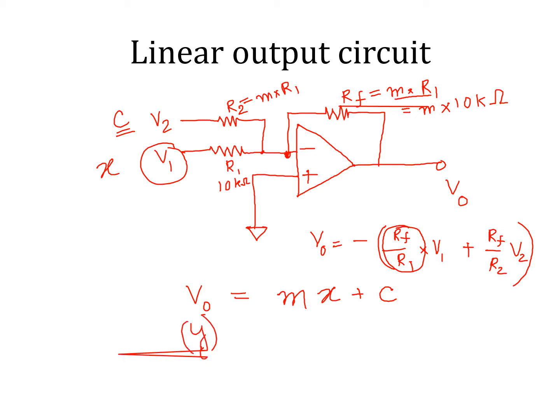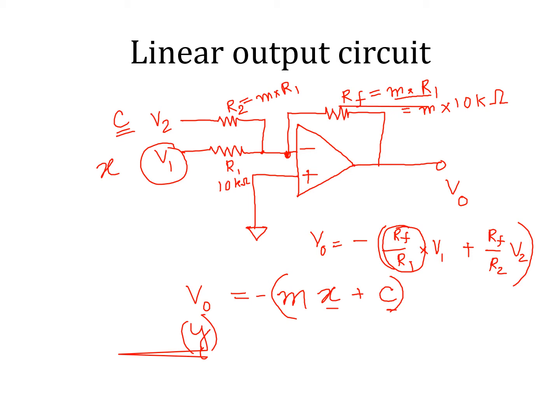This is our Y, the output voltage, which will equal Mx plus C, where X is also an input signal and C is also an input signal. But there is a small issue here. Still one issue is there, because what we have achieved is with the negative sign. Here it is. So how to handle this?